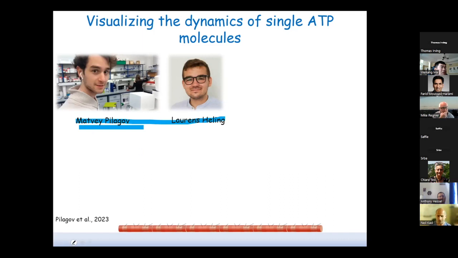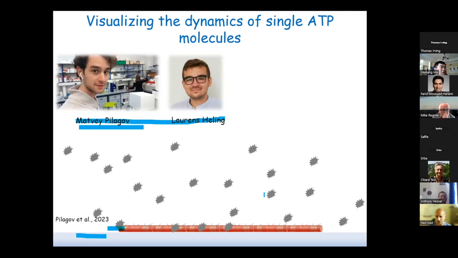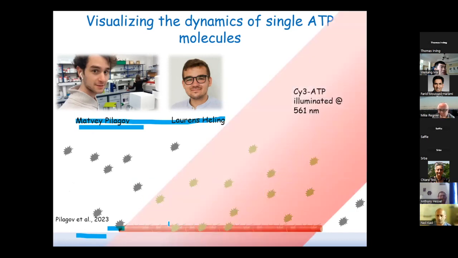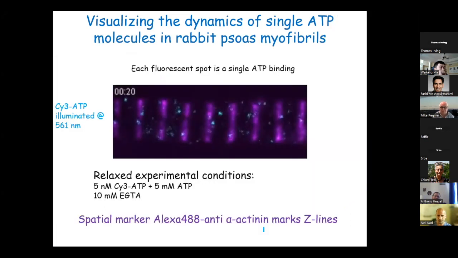Essentially what we did was we took a glass cover slip, took a myofibril, placed it on the glass cover slip, and flooded in fluorescent ATP, which is not fluorescent until you illuminate it with light. In this case, it's 561 nanometer light to illuminate the Cy3 ATP. And as you can see, we illuminate this at an inclined angle. This reduces the amount of noise, so it improves the signal to noise for our imaging. What we're interested in are these fluorescent ATP molecules that bind to the myofibril on the surface. And these are the kind of data that we get.